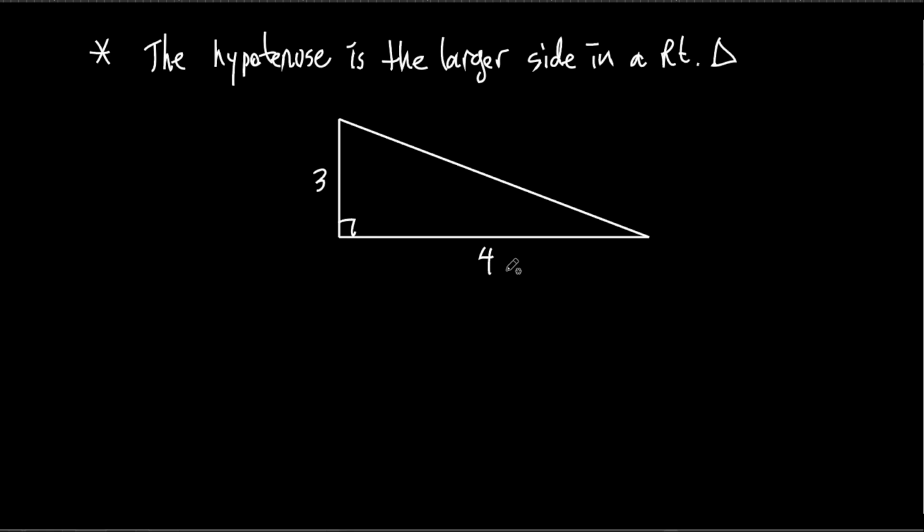Any of this coming back to you? Okay, so this would be 5, right? And again, it's not just because it's in order, 3, 4, 5. This is a special triangle. Anyway, let's take a look. So this is a right triangle with sides 3, 4, and 5.